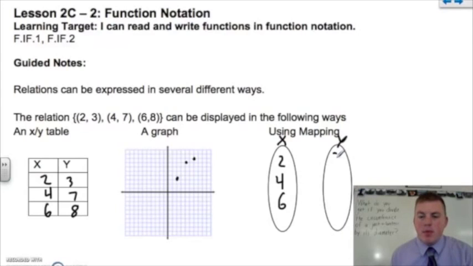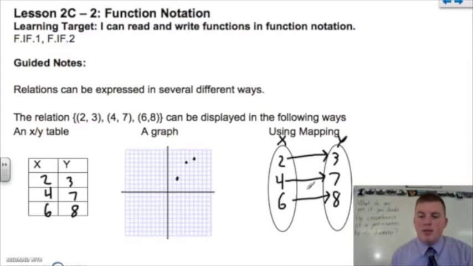I'm going to do the same thing with the y's. Now these don't necessarily have to match up directly across. We're going to put them in ascending order just like before. Now what I'm going to do is I'm going to look back at my ordered pair or my XY table. I find it easy to look back at the XY table. But we're going to draw an arrow connecting each X value to its Y value. So 2 should connect to 3. 4 should connect to 7. And 6 should connect to 8.